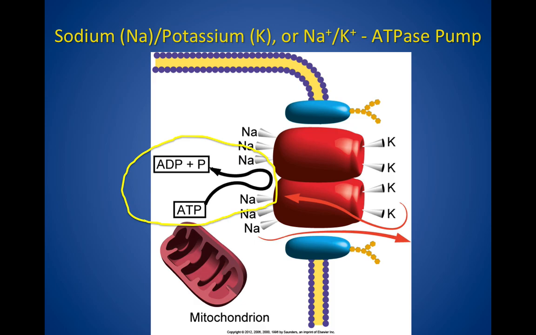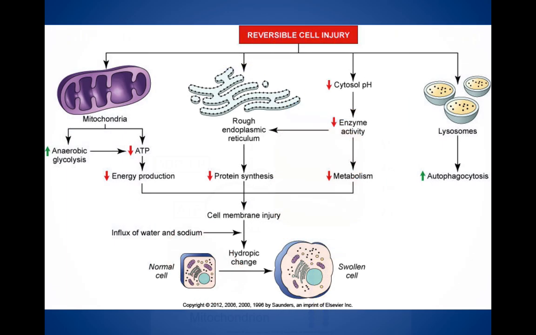When a cell doesn't get enough oxygen, called hypoxia, or if it is deprived of oxygen completely, anoxia, this pump will fail. As a result, sodium ions will move back into the cell, followed by water, causing the cell and its organelles, especially the mitochondria and rough endoplasmic reticulum, to swell. In this figure, we see the effects of reversible cell injury.